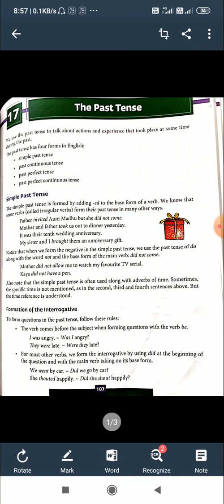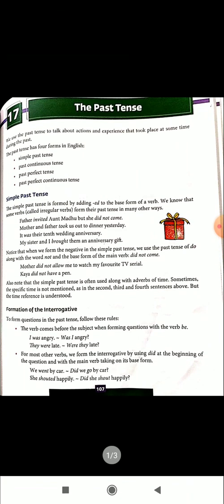She shouted happily. Did she shout happily? Here shouted is the past tense verb, and to make it interrogative, we have to use did at the beginning. Did. Then she is the subject. Did she? Then shouted is the past tense. The base form is shout. Did she shout happily? So here shout is the base verb.